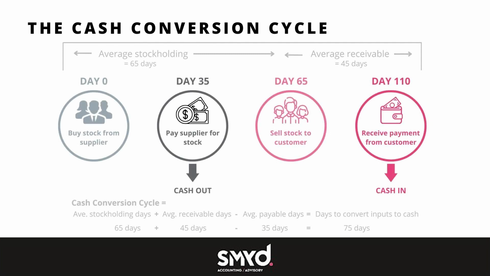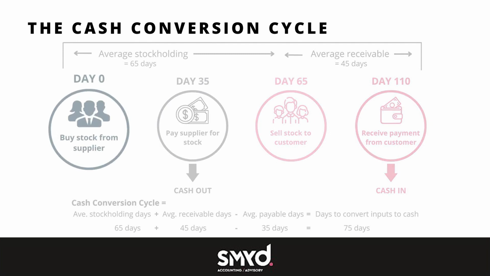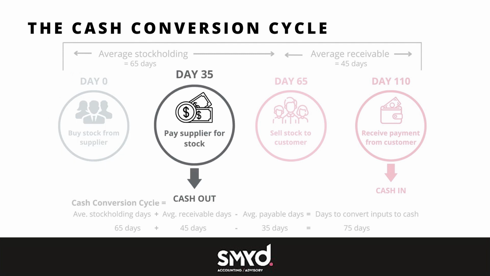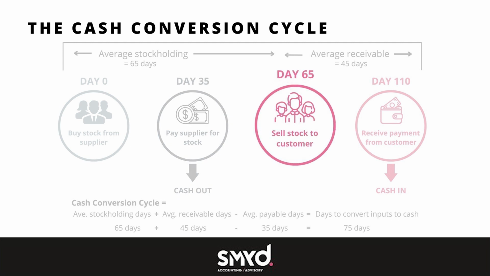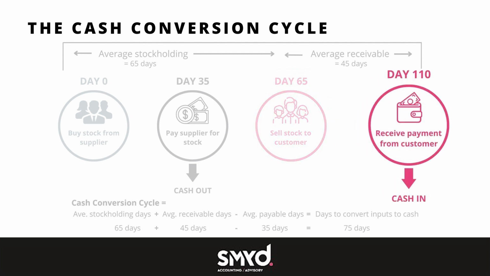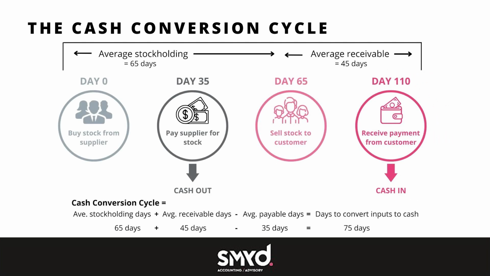So you'll see as an example here, on day 0, we buy the stock from our supplier. On day 35, we've now paid the supplier for that stock. So on day 35, that's when the cash has gone out of our business. We then hold it for another 30 days. So on day 65, we sell that stock to our customer. And then our accounts receivable terms aren't that great, so it takes them 45 days to pay us. So on day 110 after we buy the stock from our supplier, we receive the payment from that customer, with hopefully a really good margin. So what we want to work out is what is our cash conversion cycle.